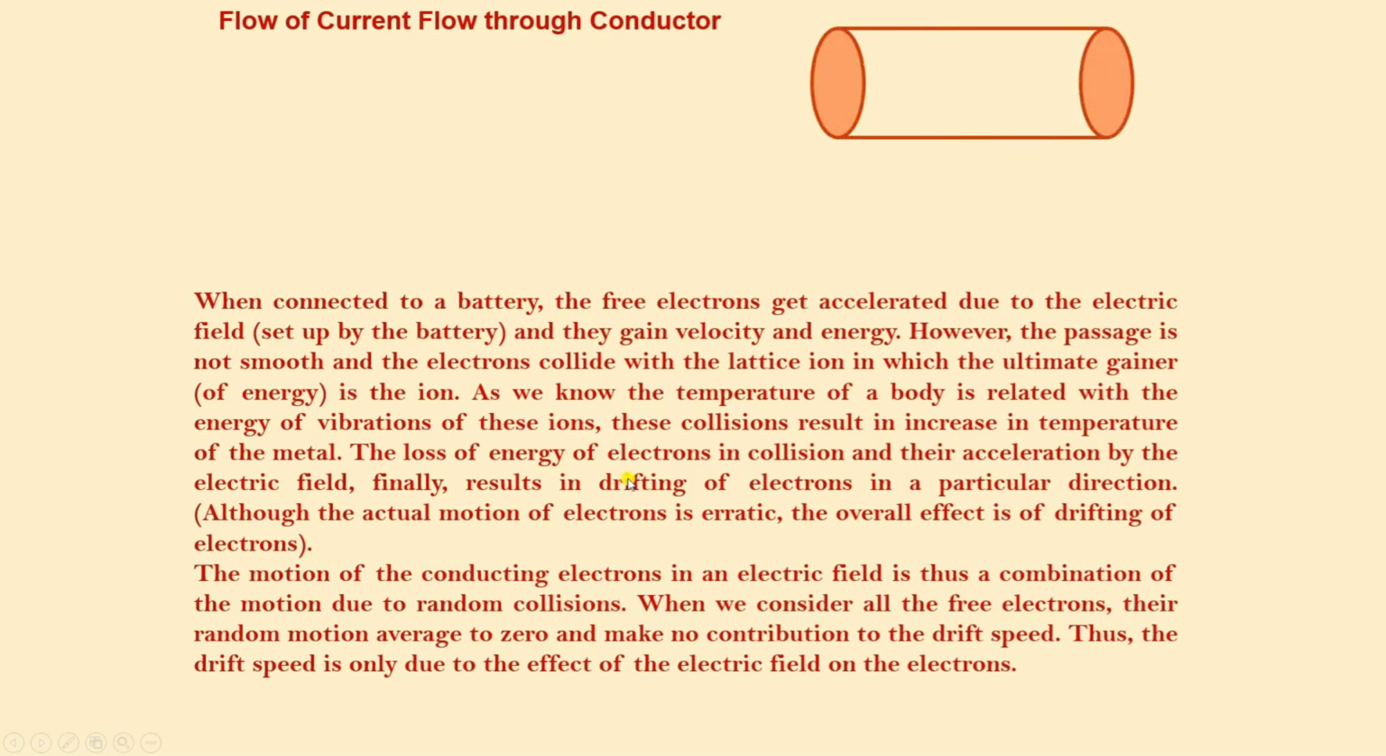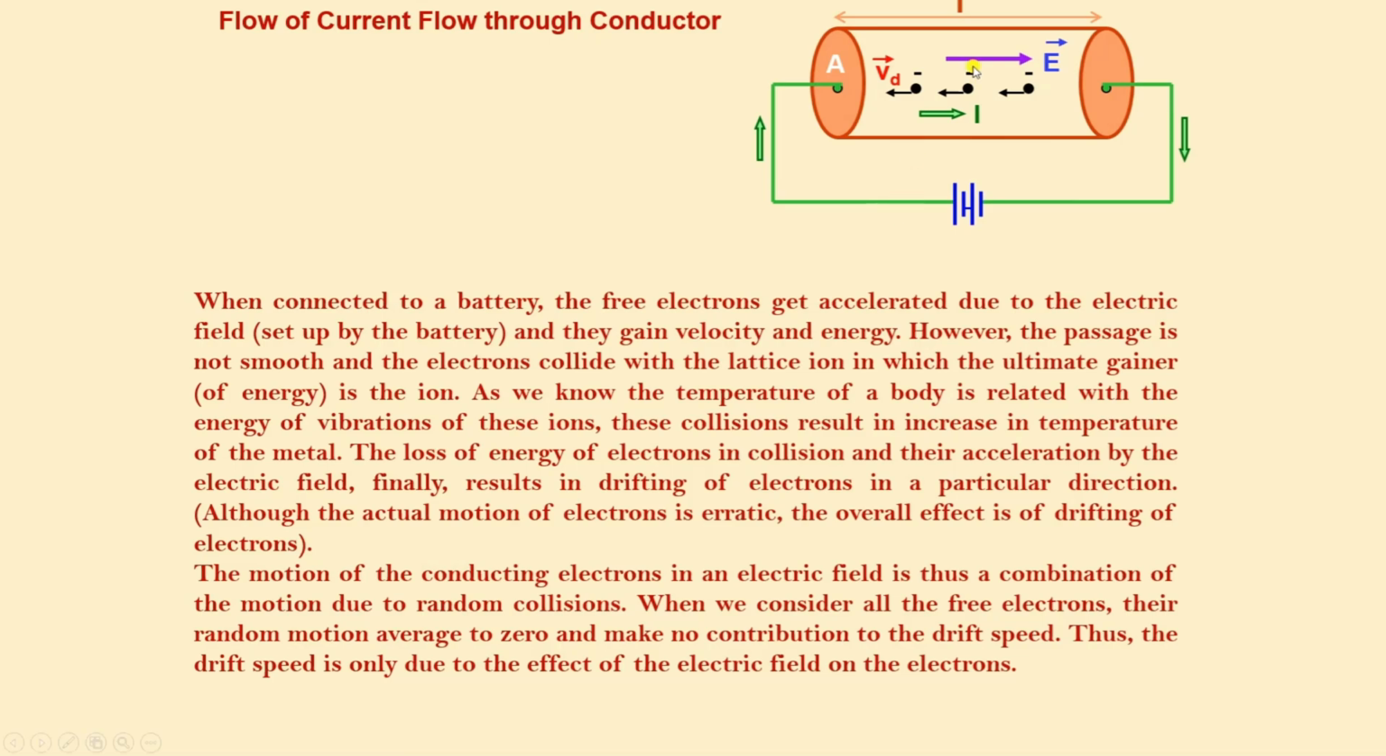Now the flow of current through the conductor, when the battery is connected across the two ends of the conductor. Here this is a conductor, and the external battery is applied. An electric field E will be set up, and electrons drift from the negative end to the positive end. When connected to the battery, a free electron gets accelerated due to the electric field set up by the battery, and gains velocity and energy.